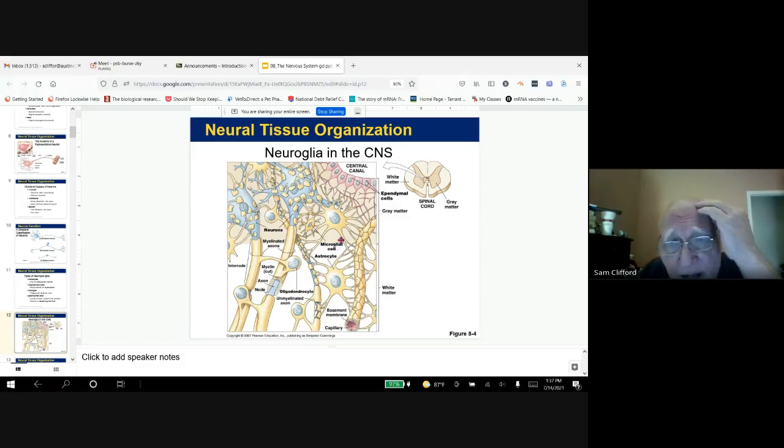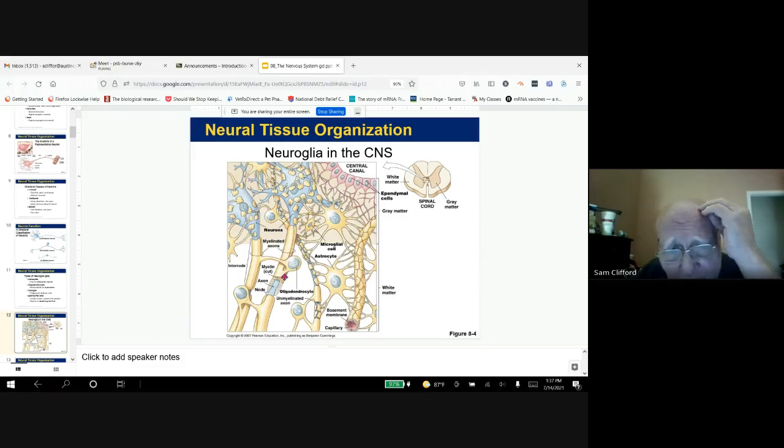So the central canal, that's part of the spinal cord. So again, we have neurons that have cell bodies and nuclei. They have axons, which carry information away from the cell body. The information is received from the dendrites from other axons.